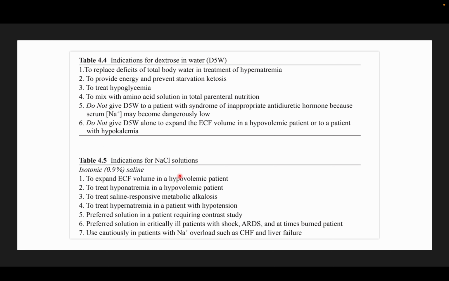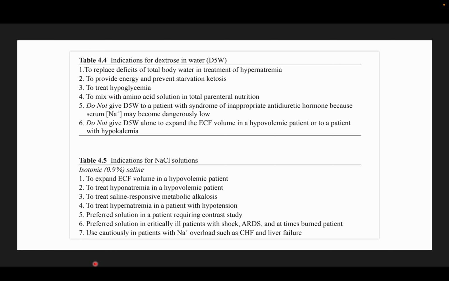So NaCl is used to expand extracellular fluid in the hypovolemic state, to treat hyponatremia, and sometimes metabolic alkalosis related to dehydration. Especially in cases of vomiting, patients having hyponatremia and hypokalemia. It is also used for hydration with any contrast study, and in critically ill patients: shock, ARDS, and so on. Mostly for resuscitation you prefer normal saline only. But always use it with caution in liver failure or heart failure patients, because sodium overload is a problem in them, as it has 154 milliequivalents of sodium.